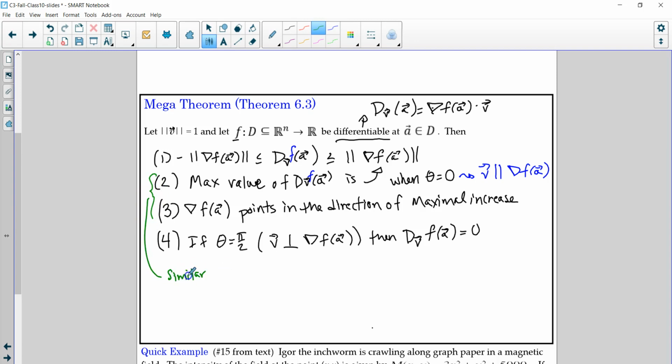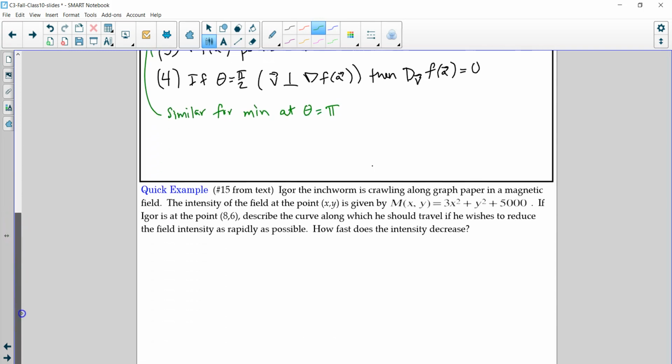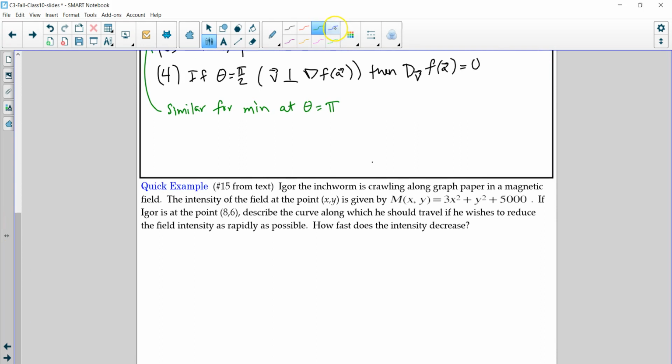Similar for min. The only thing is that we're going to have a minimum at theta is pi. Okay, and so that's the Mega Theorem that we're going to use, and we're going to see it visually in the next video. But before, I do want to go on to a quick example.